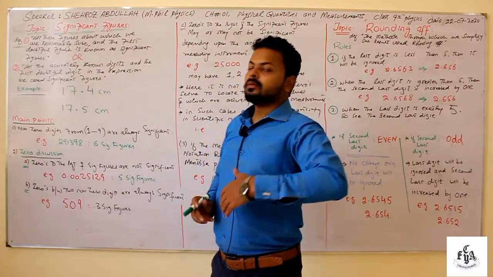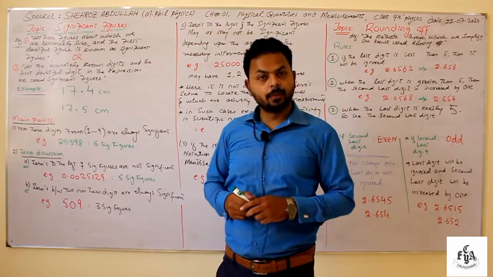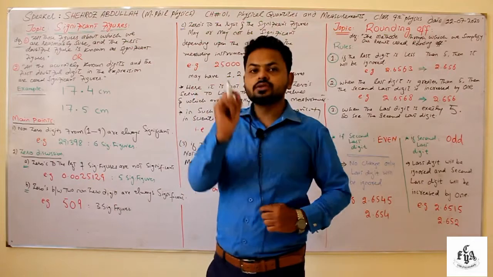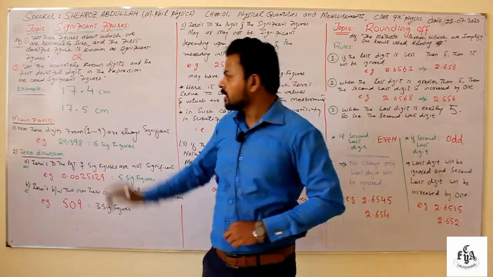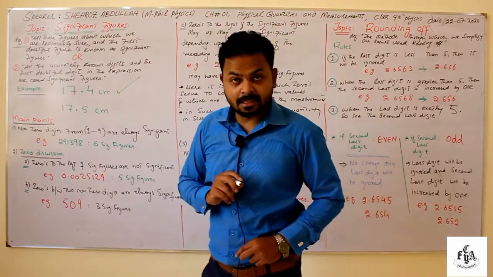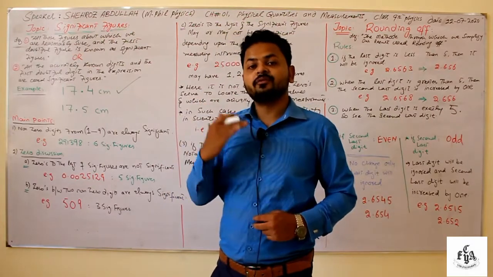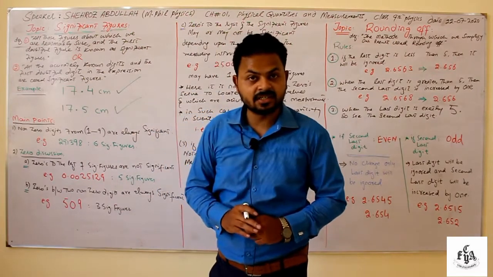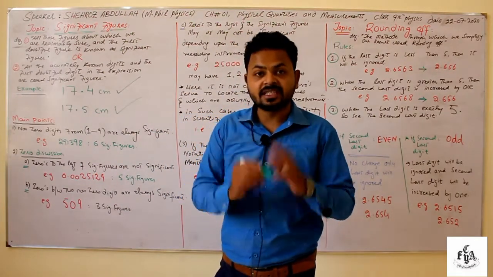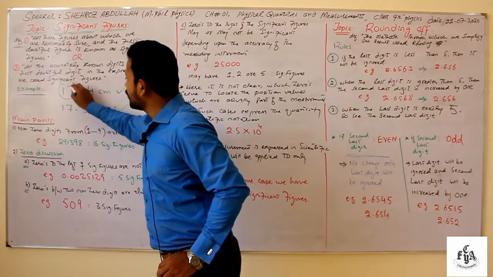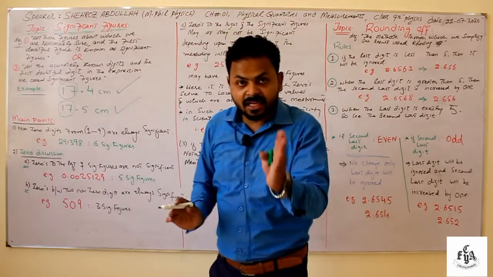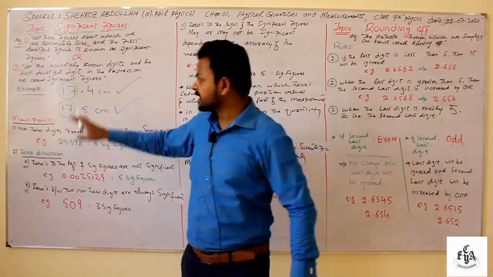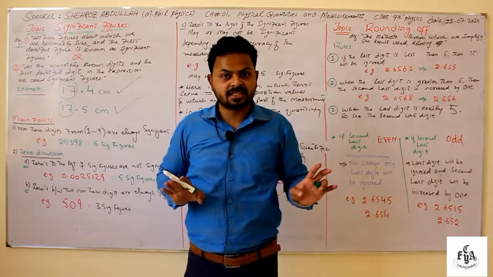a person finds the length of a book. For example, if we have two students, the first student finds the length of the book as 17.4 centimeters. The second student finds the length of the book as 17.5 centimeters. In these readings, 17 is common in both, which means this 17 is an accurately known digit.